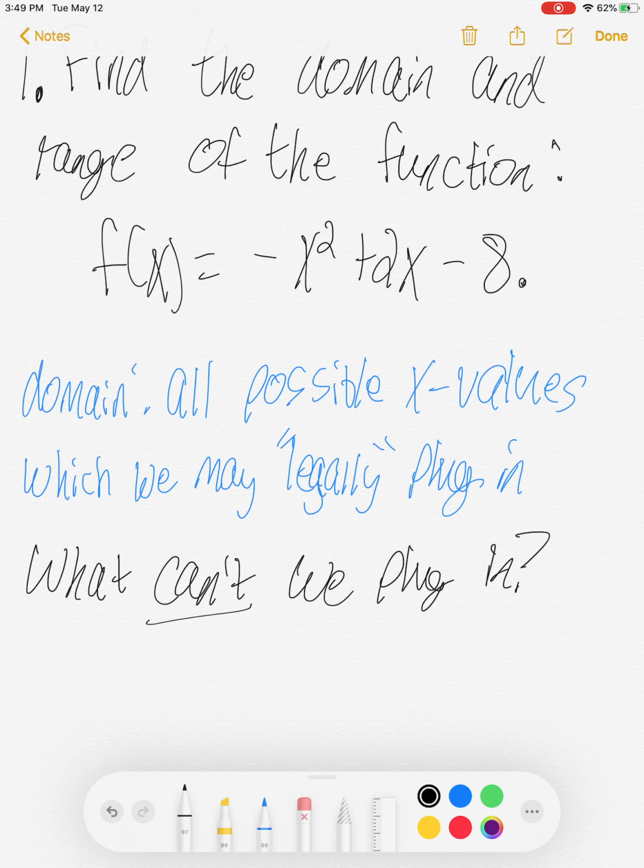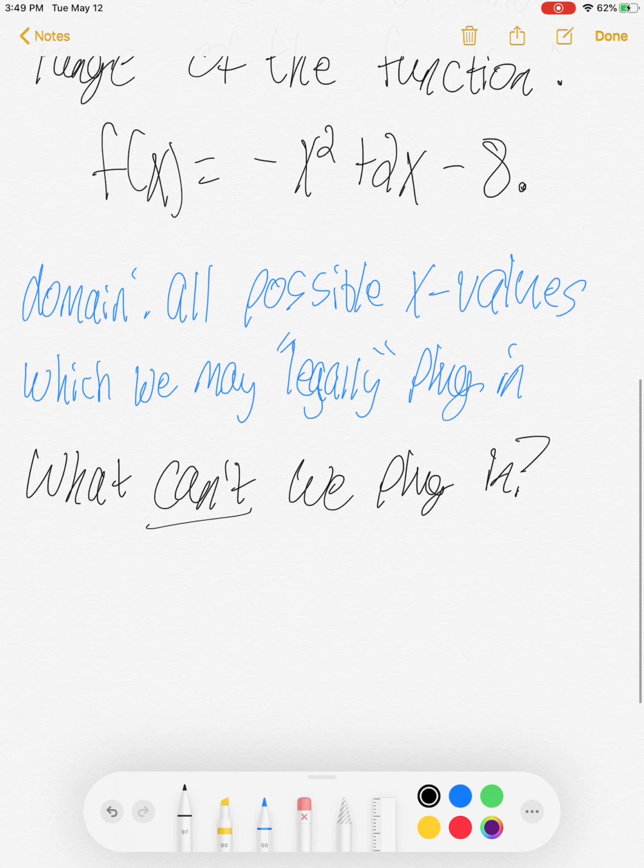So really the question here is, what can't we plug in? Is there anything that we can plug in that's going to break this thing? And the answer in this case is no. Nothing. There's nothing that we can plug in which will break it, right? Because no matter what I plug in, this expression here, negative x squared plus 2x minus 8, is going to make sense.